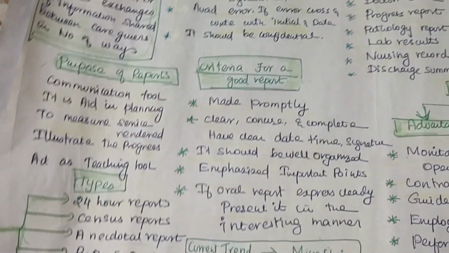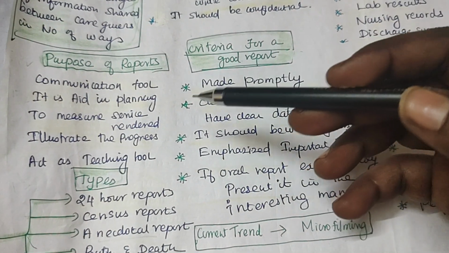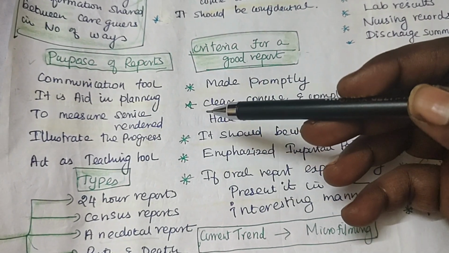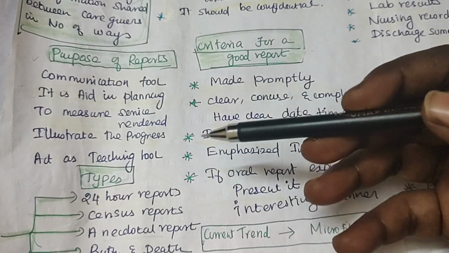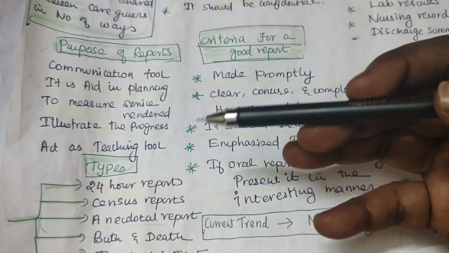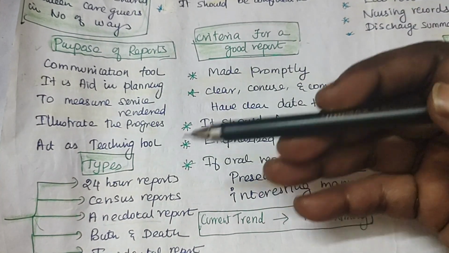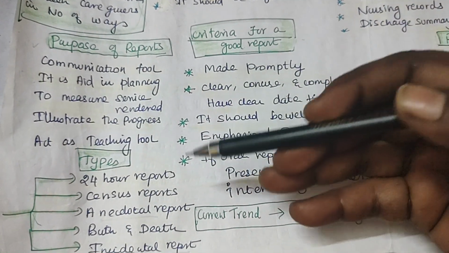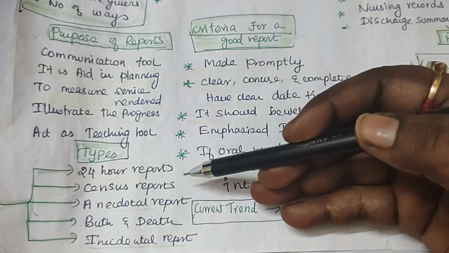What is the purpose of this report? It also acts as a communication tool. It acts as an aid in planning. It measures the service rendered. It illustrates the progress, what's going on, and it acts as a teaching tool. Okay, most of the time, though records are there, the nurse will give the oral report when the duty is finishing. It's an endorsement report the nurse is giving to another nurse.